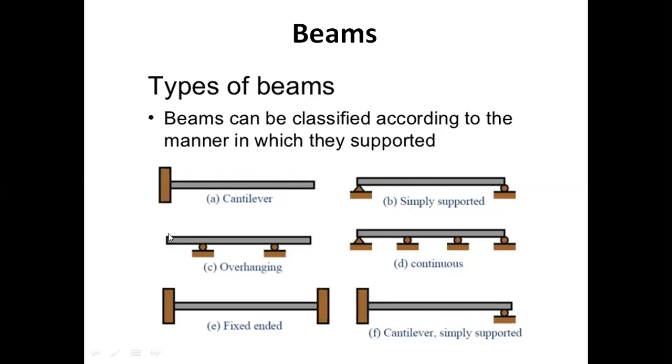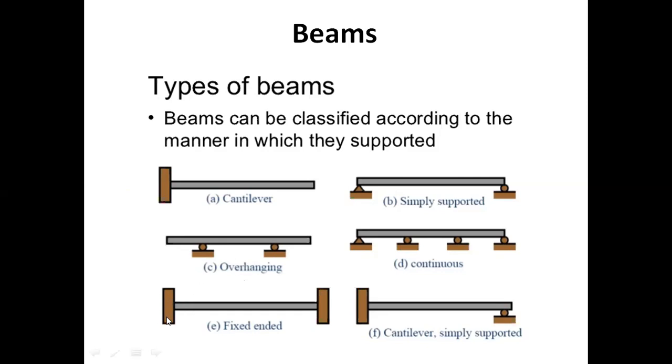Overhang beam: you see that some portion of the beam is extended beyond the roller support. These are the roller supports. This type of beam is known as an overhanging beam. Here we have more than two supports, a knife edge support and three roller supports. So this type is the continuous beam.